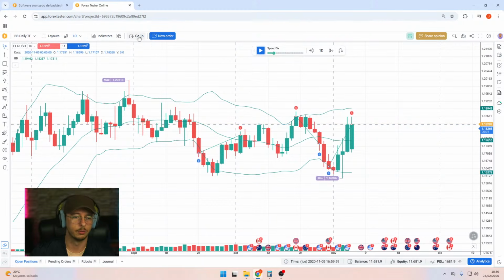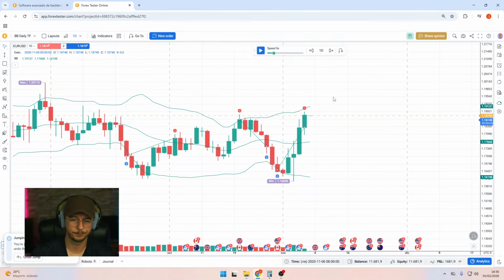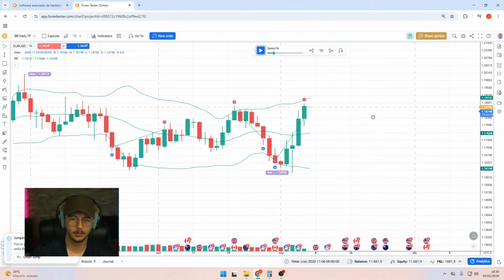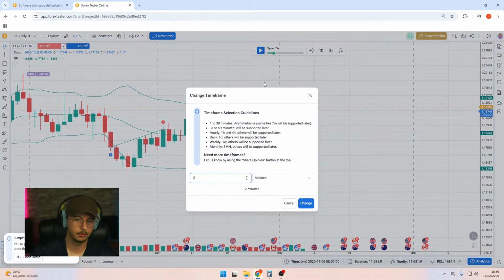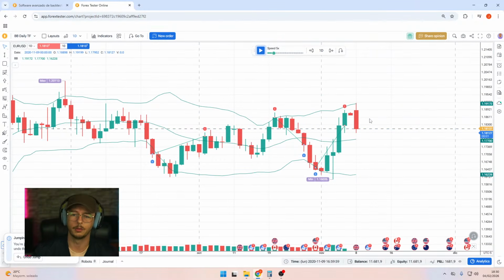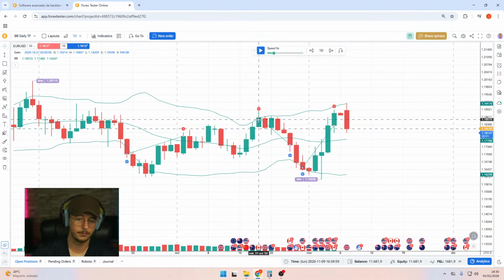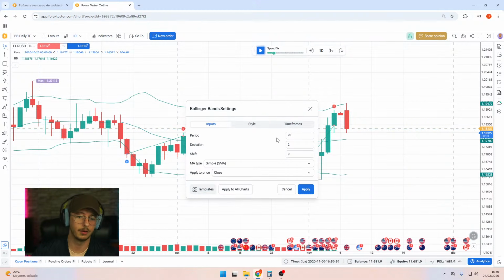Okay, so let's go to next London, and in this case I'm going to go next bar forward, and there we go. So how does this strategy work? You probably have some hints already by seeing these trades here. We're going to use the Bollinger Bands, and we can find them in indicators, and we must check that we are on the 20 period.